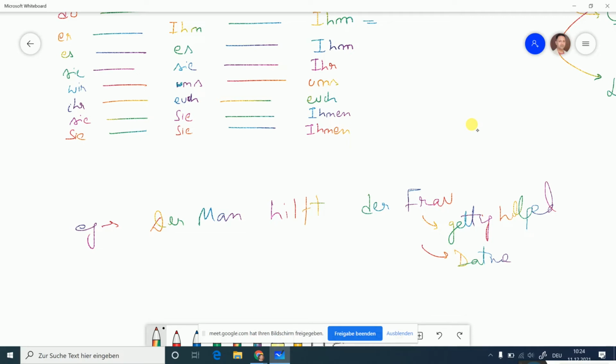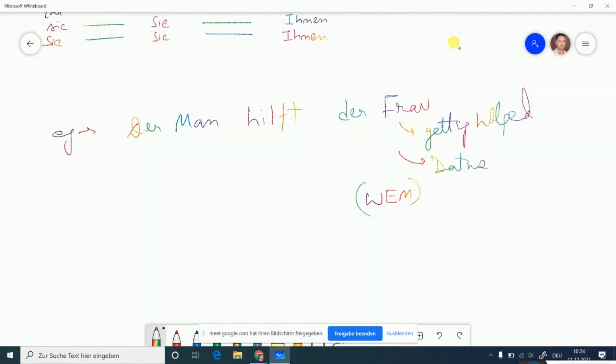Just make sure that if you get an answer to whom or for whom, which in German is known as wem, then that noun is most likely going to be in dative case. Now again, there is one more hint. Dative is most of the time related with humans.